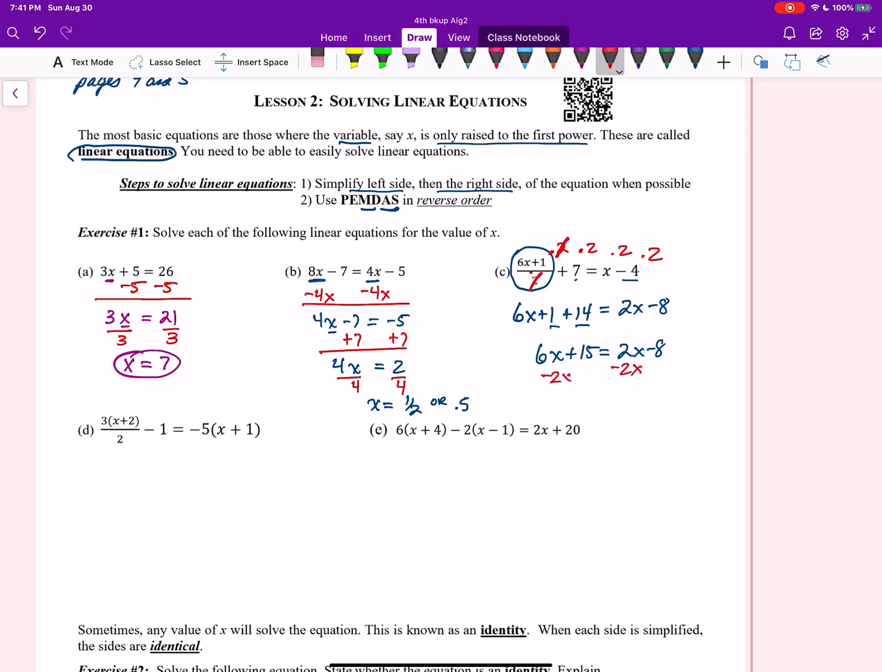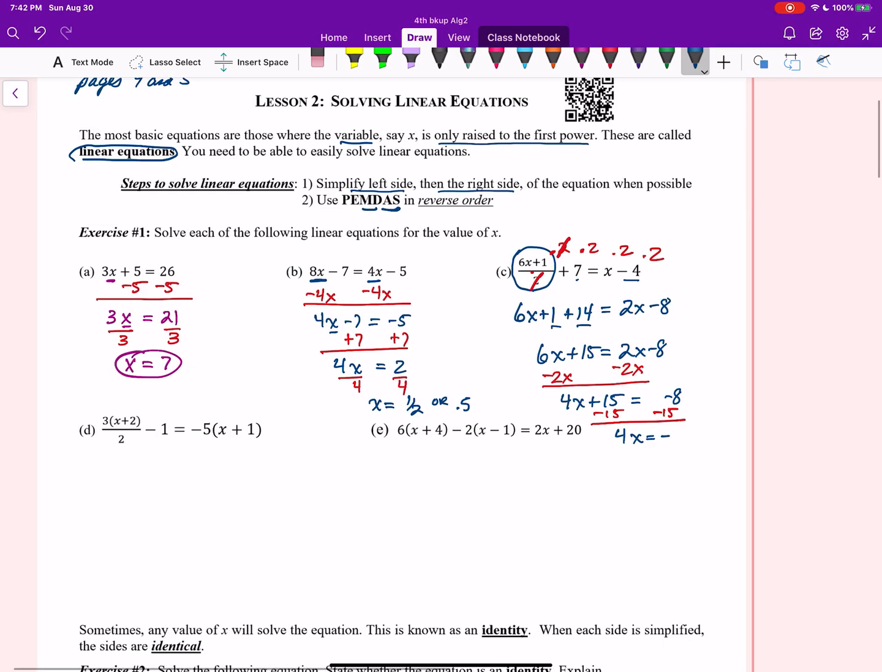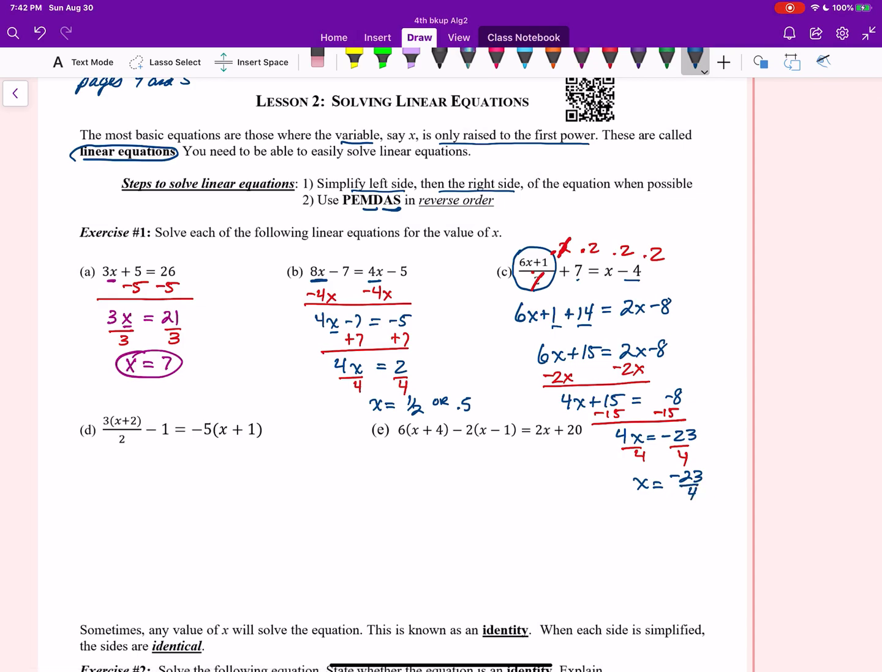Subtract 2x from both sides. 4x plus 15 is equal to 2x minus 8. Excuse me, 2x is gone. It's just equal to negative 8. And now subtract 15. 4x is equal to, put my equal sign back in, negative 23. And divide by 4. x is equal to negative 23 over 4, or we can write its decimal equivalent, negative 5.75.